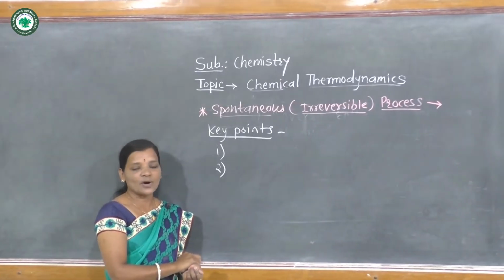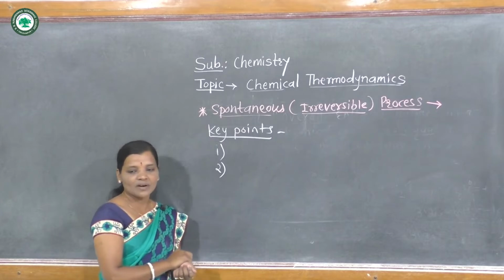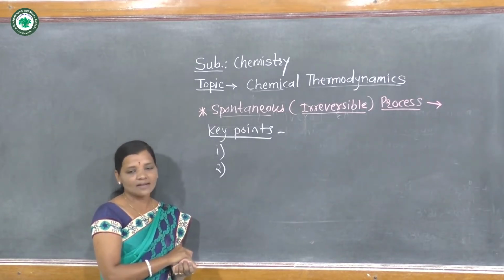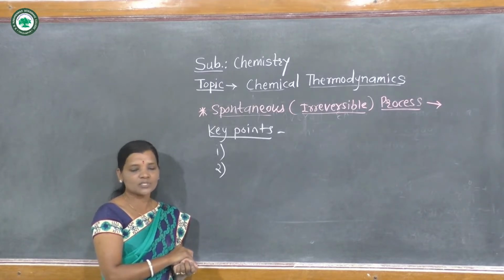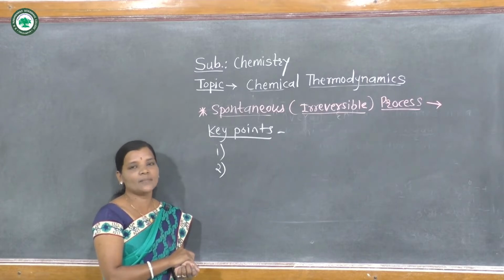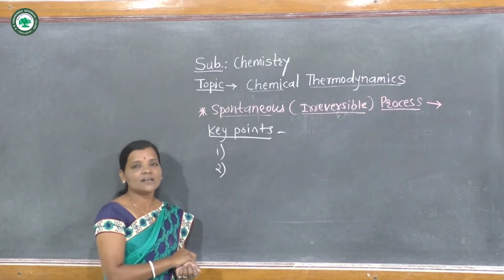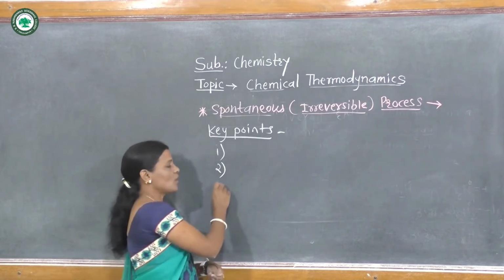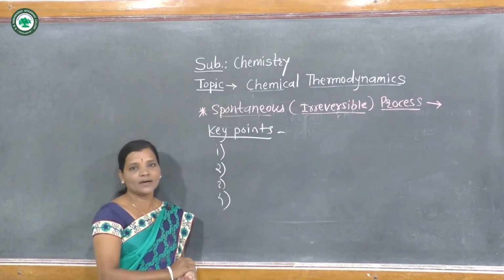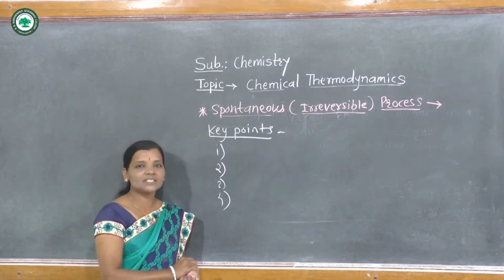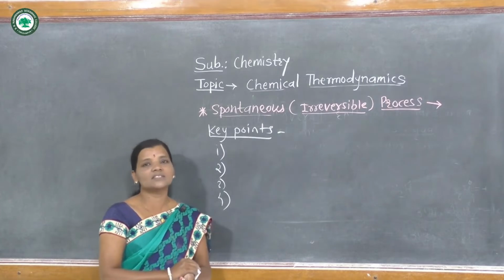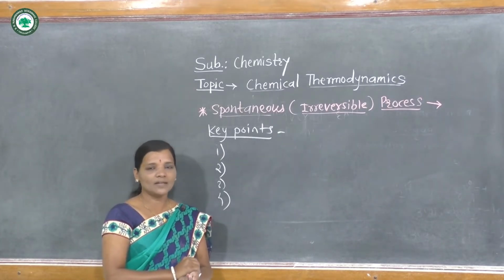Third, spontaneous reactions continue until equilibrium is reached. And fourth, a spontaneous process can be rapid or it can be slow, or we can say that a spontaneous process does not give any idea about the rate of the chemical equation. That means a spontaneous or irreversible reaction is not concerned with the rate of the chemical equation.